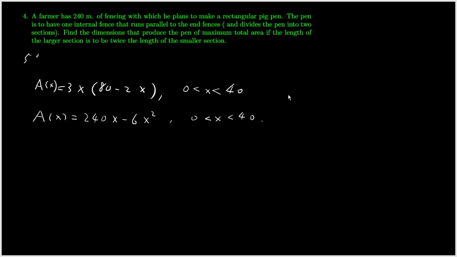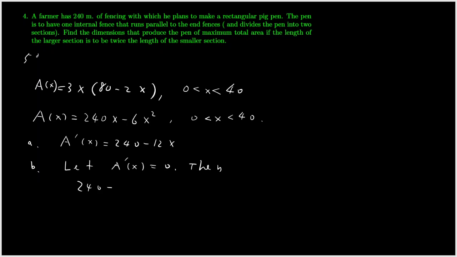Now we follow the steps we did last time. Can I write a little step A again? In little step A, we differentiate the function. So we have 240 minus 12x. And then in step B, we get the critical numbers by solving the equation: the derivative of the function is equal to 0. So we have 240 minus 12x equals 0.